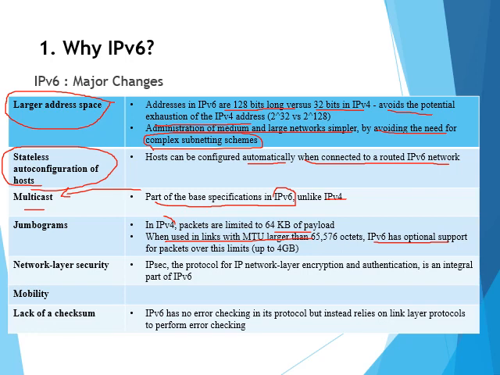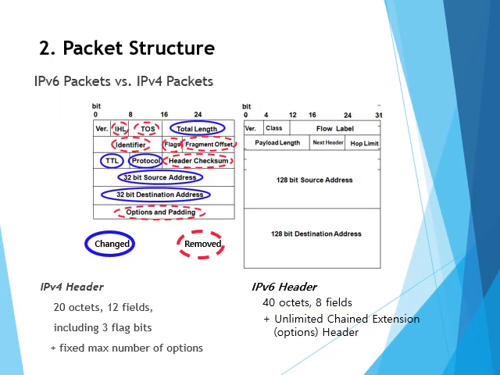Okay, network layer security: IPsec, the protocol for IP network layer encryption and authentication, is an integral part of IPv6. It supports mobility. It has no checksum, so IPv6 has no error checking in its protocol, but instead relies on the link layer protocol to perform error checking.